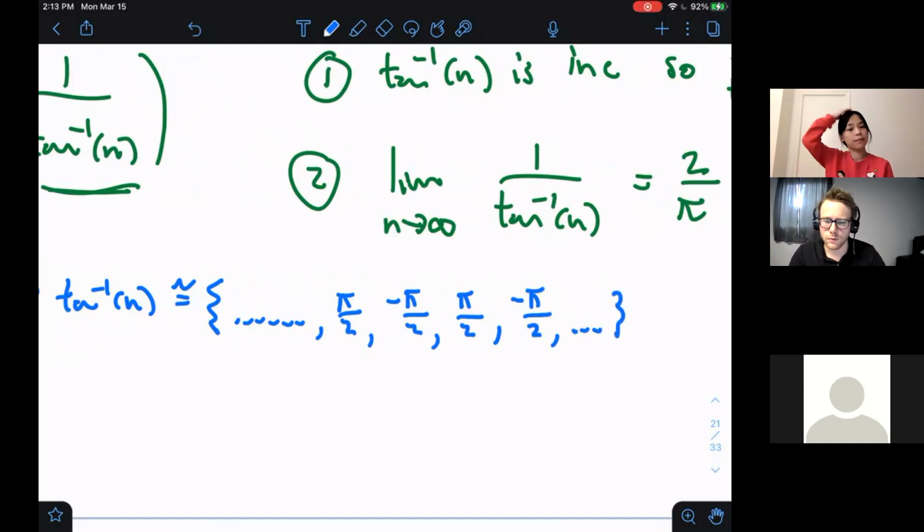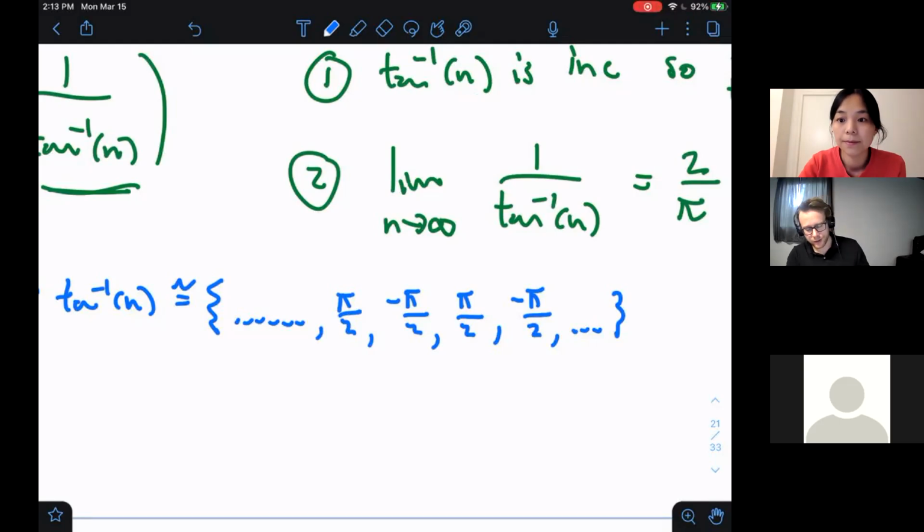And so maybe I'll throw this back at you, right? So now with this idea right here, do you have any idea about a test that we could use that would say whether this converges or diverges? I don't know, nth term maybe.